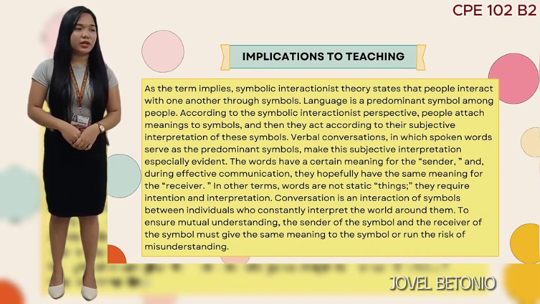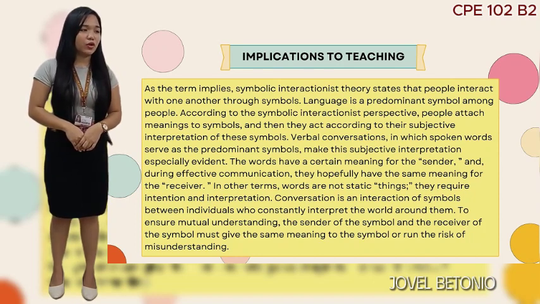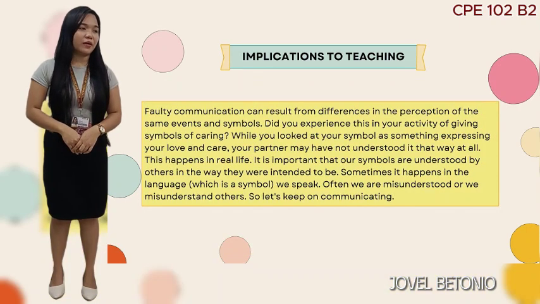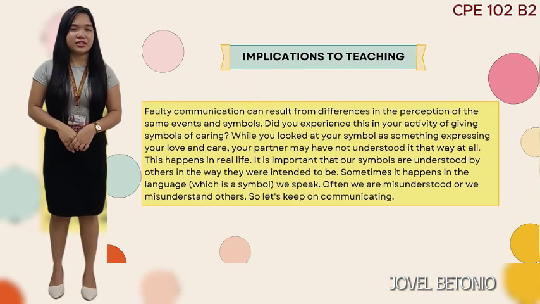The words have a certain meaning for the sender, and during effective communication, they hopefully have the same meaning for the receiver. In other terms, words are static things; they require intention and interpretation. Conversation is an interaction of symbols between individuals who constantly interpret the world around them. To ensure mutual understanding, the sender of the symbol and the receiver of the symbol must give the same meaning to the symbol or run the risk of misunderstanding. Faulty communication can result from differences in perception of the same events and symbols.